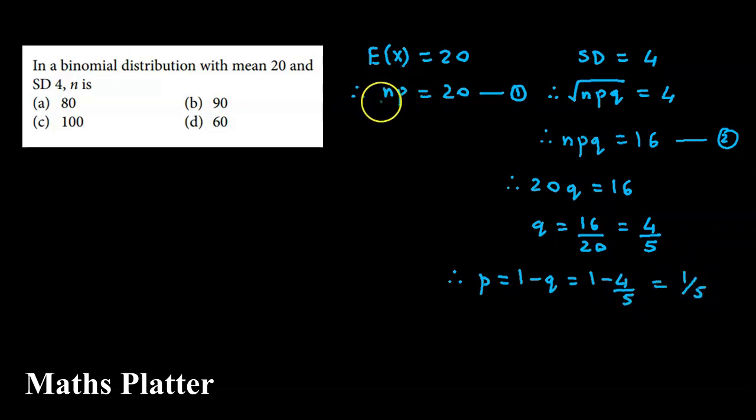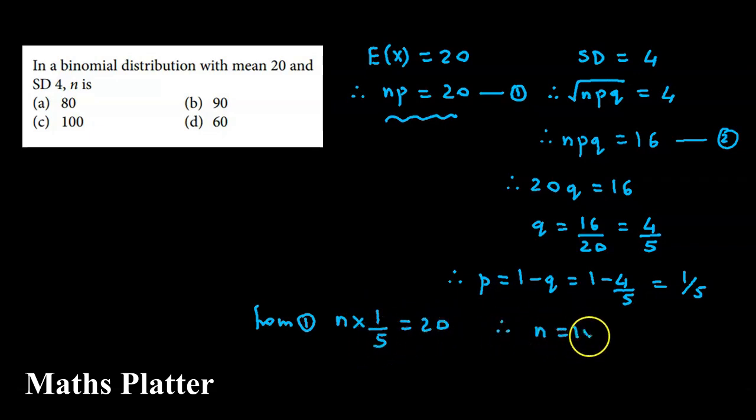And if we substitute this in equation 1, so from equation 1 we can easily get n. So n into p, which is 1 by 5, is equal to 20. Cross multiplying, we have n is equal to 100, which is option C.